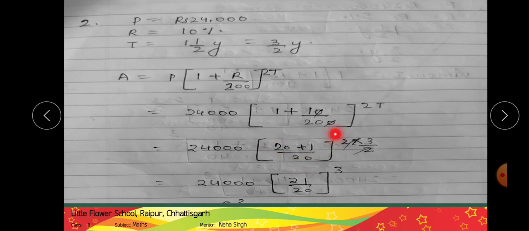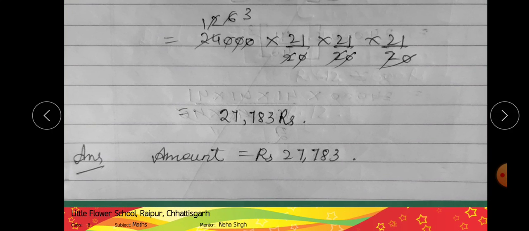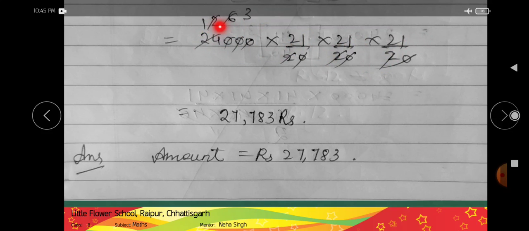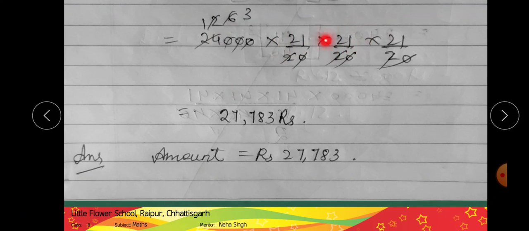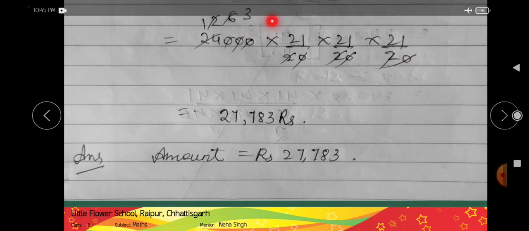24,000 into, cross multiplying, 21 by 20 cube, right? Now 20 cube means 21 will be multiplied thrice and 20 will be multiplied thrice, right? So these 3 zeros are cancelled with these 3 zeros. 2 ones are 2, 2 12s are 24, 2 ones are 2, 2 6s are 12, again 2 ones are 2 and 2 3s are 6. So what are we left with? 3 into 21 into 21 into 21 into 3.